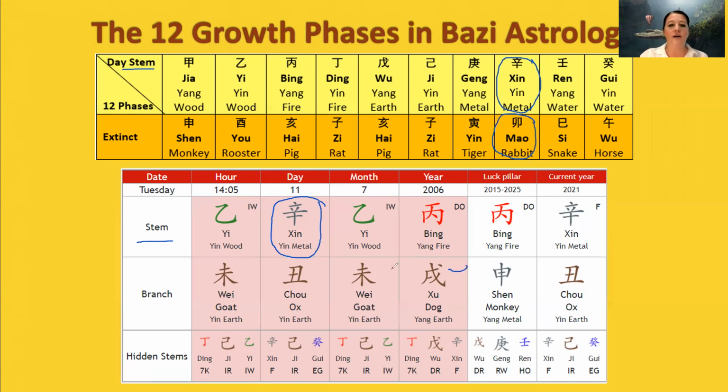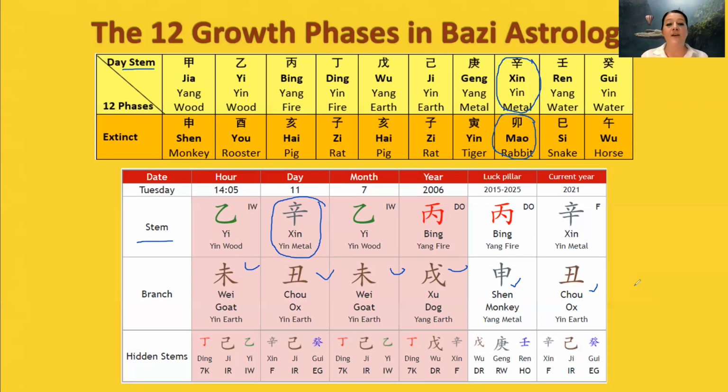Yeah, there's a dog, there's a goat, ox, another goat. It's the monkey luck pillar, and of course, the ox year pillar, annual pillar. So there's no rabbit in the chart, which means that this particular person does not have the extinct phase anywhere in their natal chart. This is perfectly fine because there are 12 different phases and we cannot have all phases in the natal chart. Yeah, there's a maximum of 4 in the natal chart.